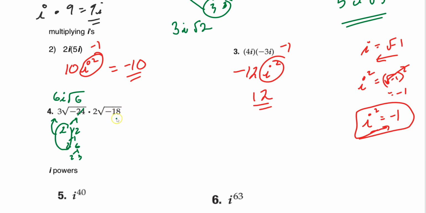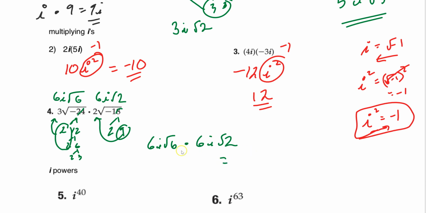Over here, that's 2 times 9. Well, I know the square root of 9 is 3, so I pull that out to be 3. So 3 times 2 is 6. There's a negative, so I'll make that i. And the only thing left over is rad 2. So this problem is just saying 6i rad 6 times 6i rad 2.